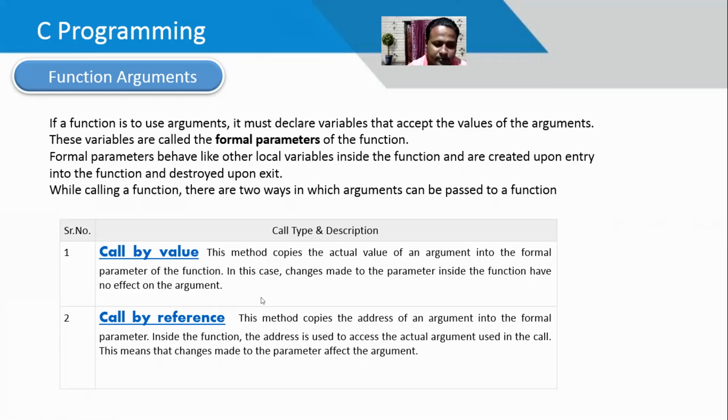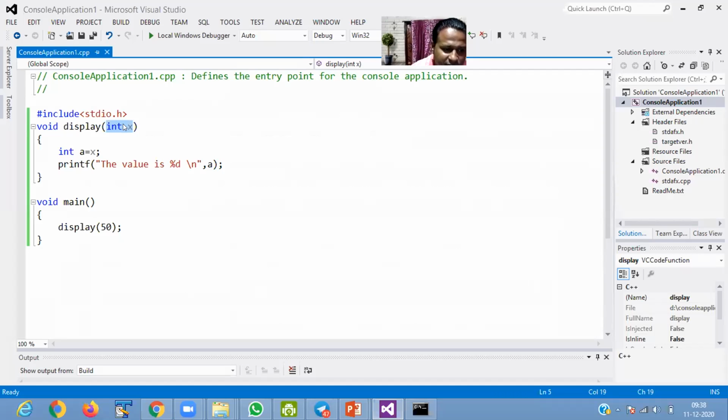That means when you are passing a value 50, 50 is initialized here and it is printing 50. But here if you do any kind of changes, it is not affecting your program. It displays the same, it is not affecting this x. Any changes you make only happen in that particular method.